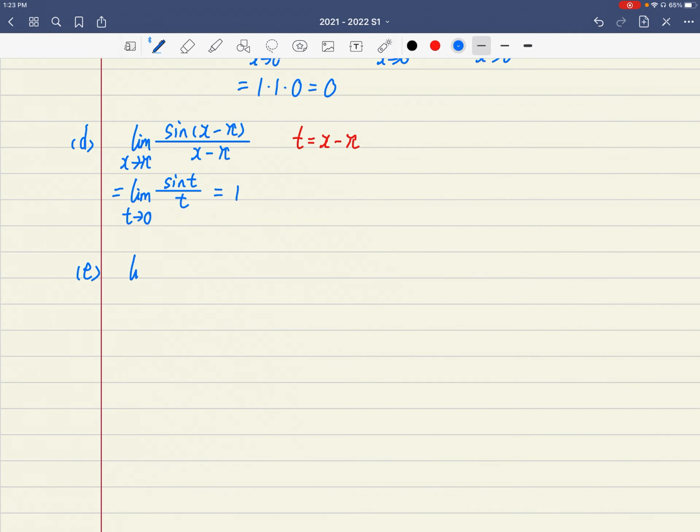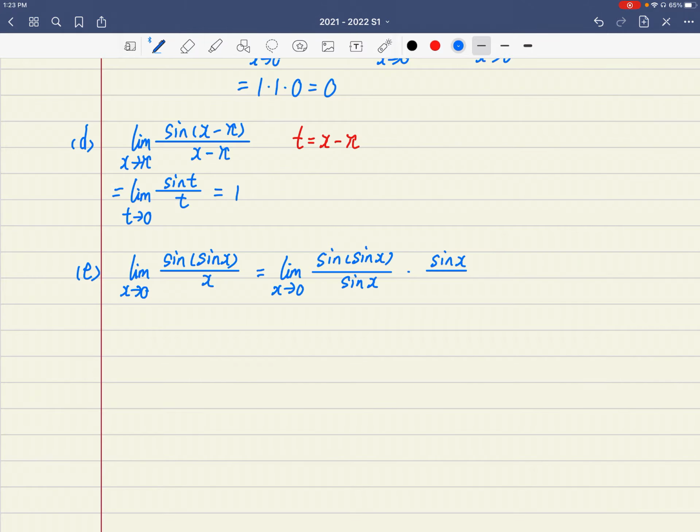For part E, it's the limit as x approaches 0 of sine of sine x over x. Here, inside the sine, I have a sine x, right? So I want to pair it with sine x. So it's the limit as x approaches 0 of sine of sine x over sine x. Because I put a sine x on the bottom, I need to put a sine x on the top, times sine x over x.